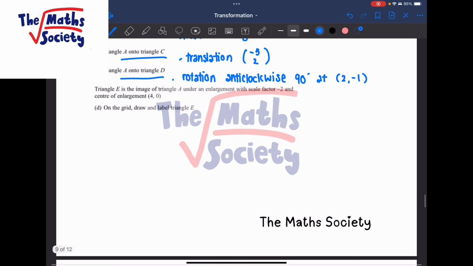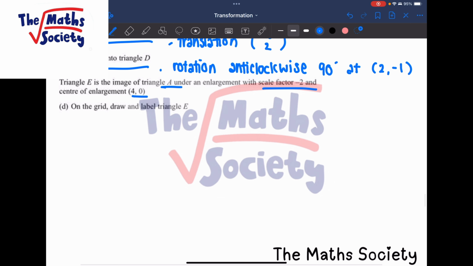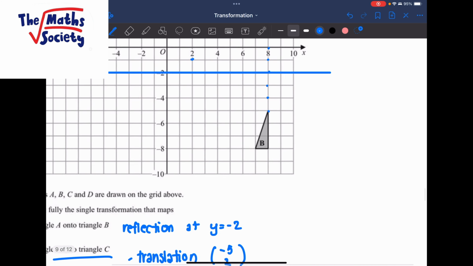Yep. And it says triangle E is the image of A under the enlargement with scale factor minus 2, and center of enlargement 4, 0. So E is the image of A under enlargement. So it means E is going to be bigger. So on the grid drawing, label triangle E. So it says it has to be bigger, and it's at 4, 0.